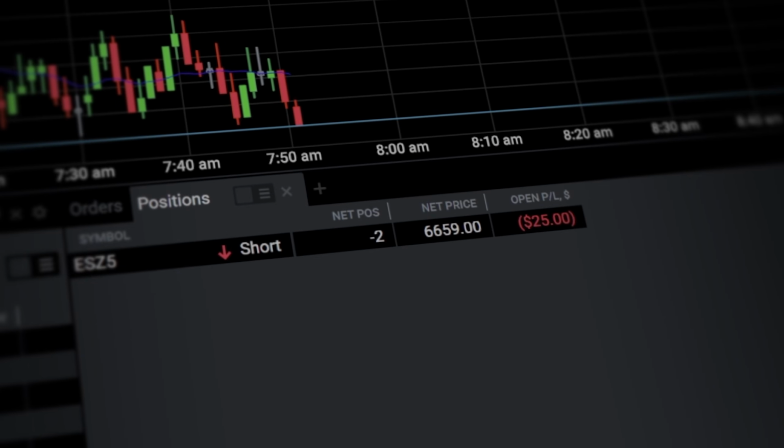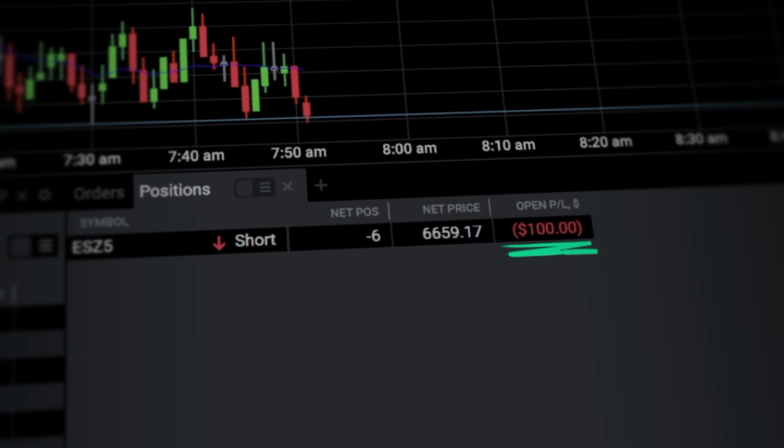Now in Tradovate, you can also see your open P&L right in the positions tab. This shows you exactly how much each open trade is making or losing in real time. Watch these numbers closely, especially when you're learning, because they teach you how quickly things can change in leverage trading.